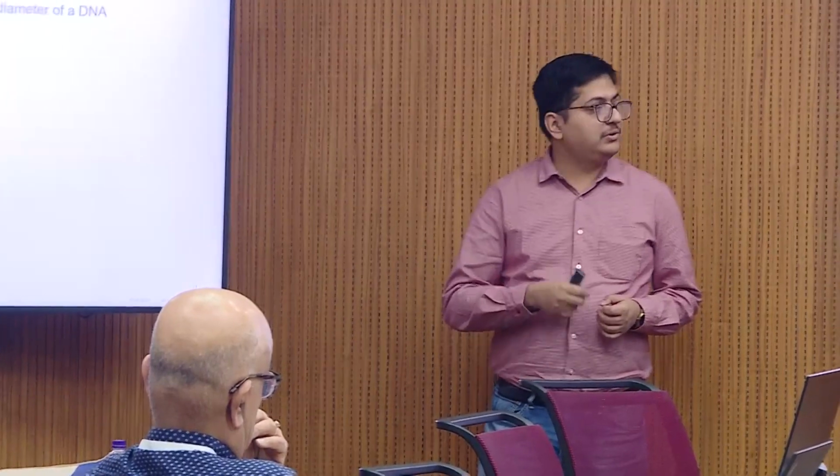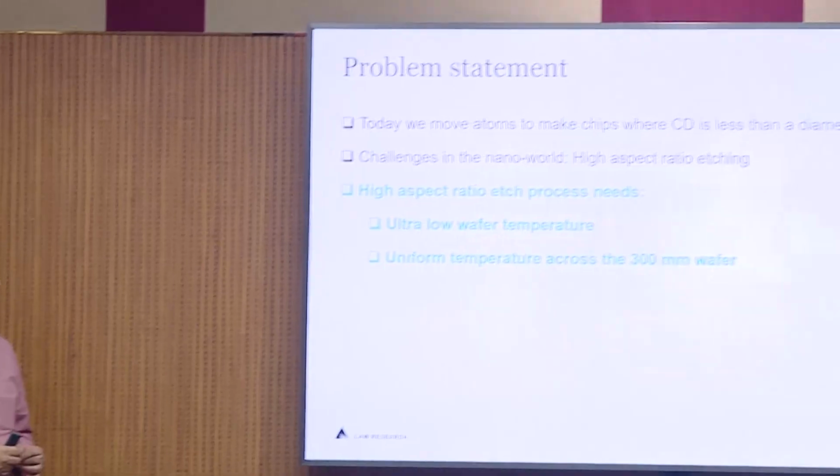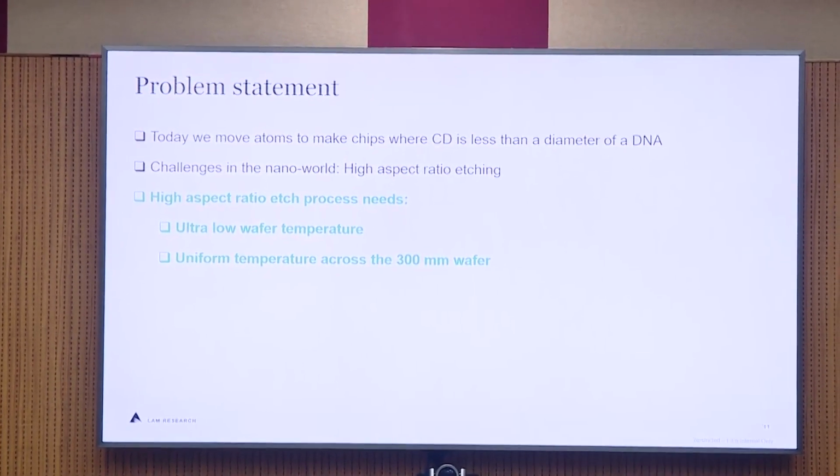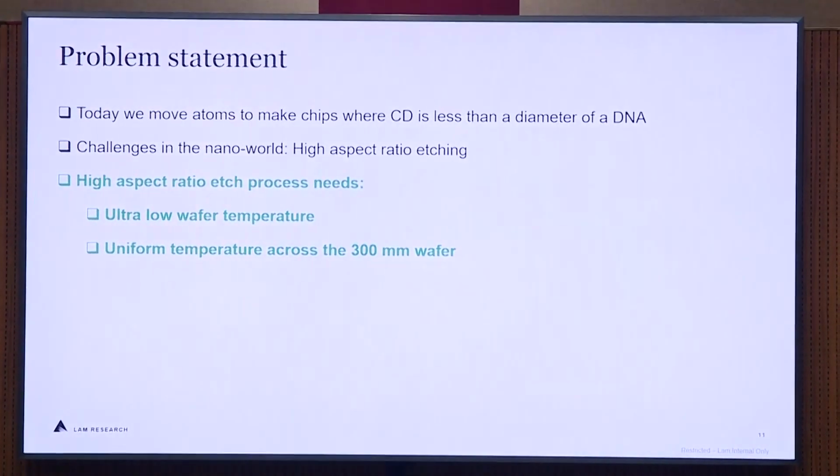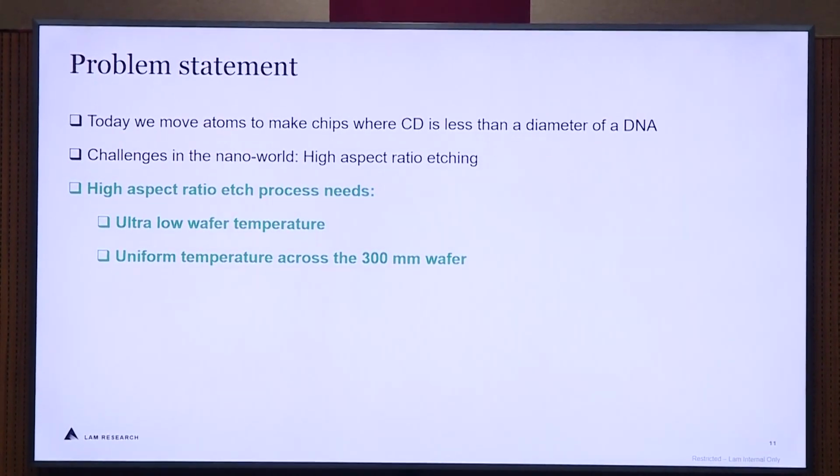So this provides us the problem statement. We start with the challenges for the nano world. We want to have a very low temperature, and we want to maintain a very low temperature. At the same time, it's a 300 millimeter wafer, and we want this temperature to be very uniform throughout the whole wafer. Otherwise, we will lose the performance of some of the chips. So we want to develop a device which can provide ultra low temperature and, at the same time, temperature uniformity across the 300 millimeter wafer.